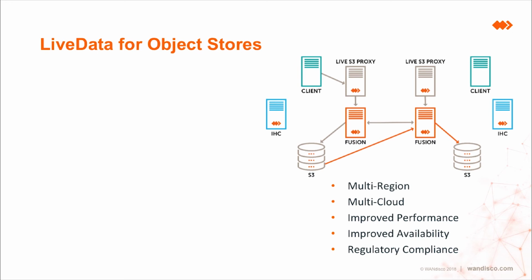A newer technology that Fusion provides now is LiveData for object stores. This would be a case where you're going from an S3 compatible bucket to another S3 compatible bucket. It could be for multi-region, multi-cloud. That could be between an AWS cloud and another object storage that's S3 compatible. This could improve performance, improve availability for the data that's stored by your application, and might be able to meet some regulatory compliance needs with regards to geography.